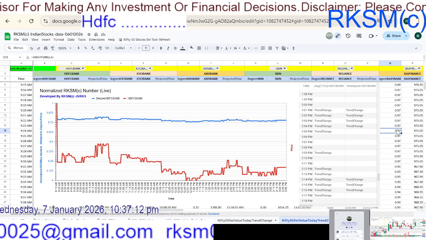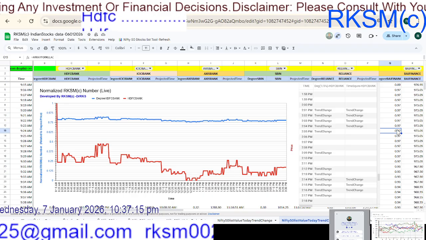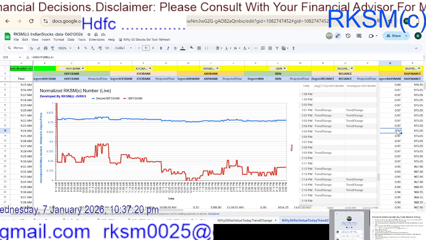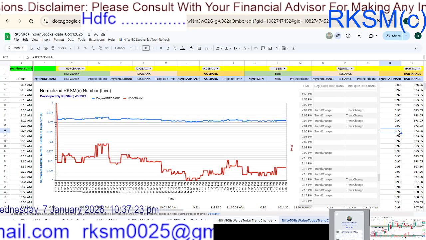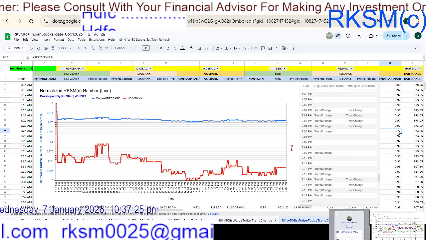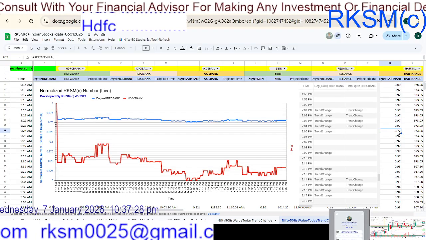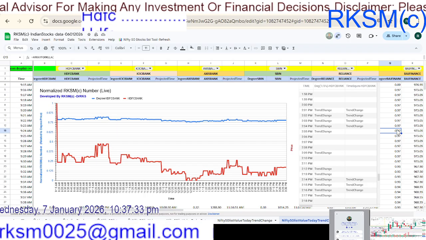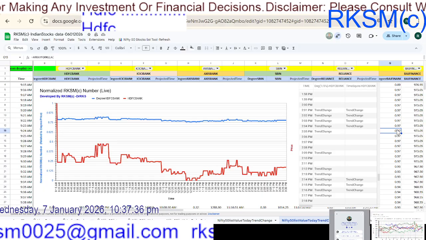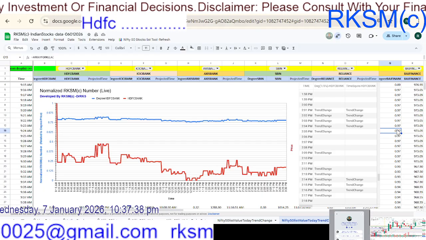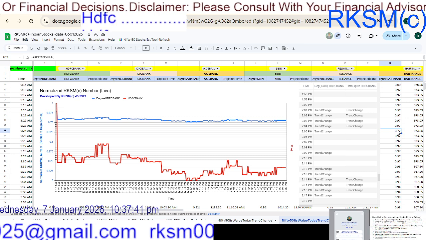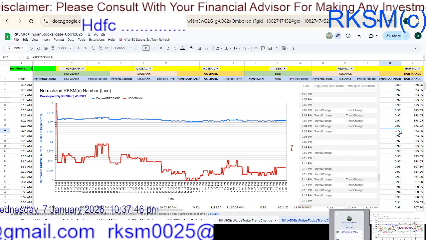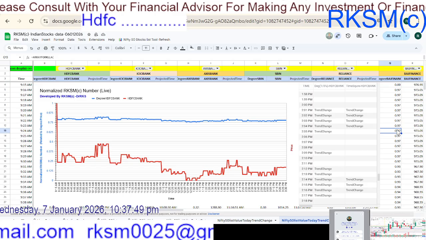Hello everyone. I'm just going to demonstrate a tool which I have recently developed, working on it for the past 2 years. With the help of this tool, you can find out the time of reversal of any stock and any index. Today I'm going to demonstrate what happened to HDFC Bank today, and how this tool helps to identify the time of reversal. So let's have a look.